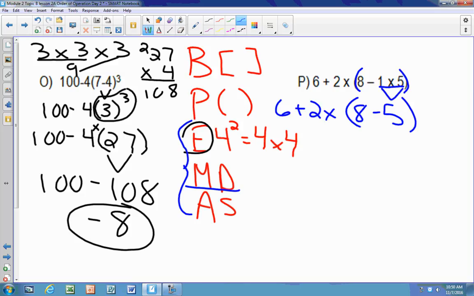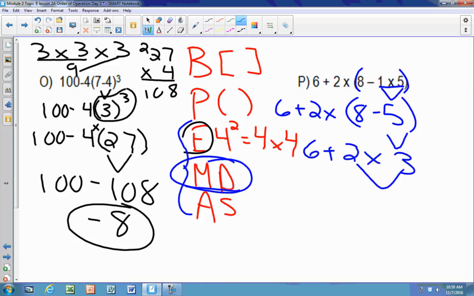I still have parentheses, so I can now finish out my parentheses and rewrite everything else. Now I'm left with addition and multiplication, and I see that multiplication comes first. So I do that, and I rewrite, and then everything is right there.